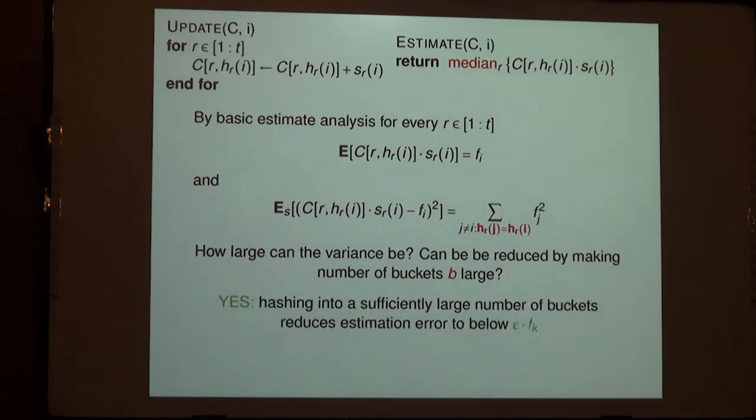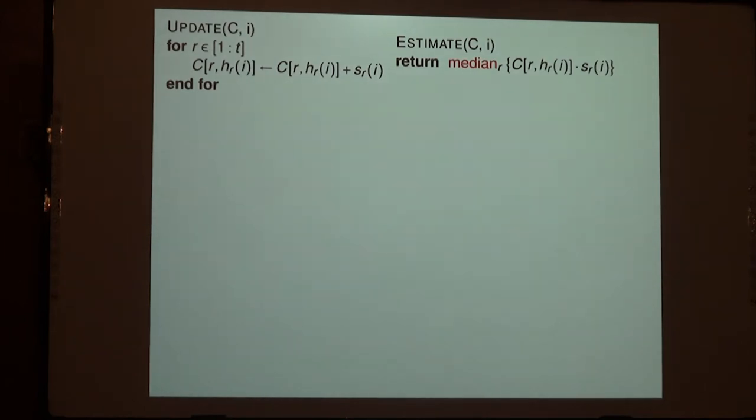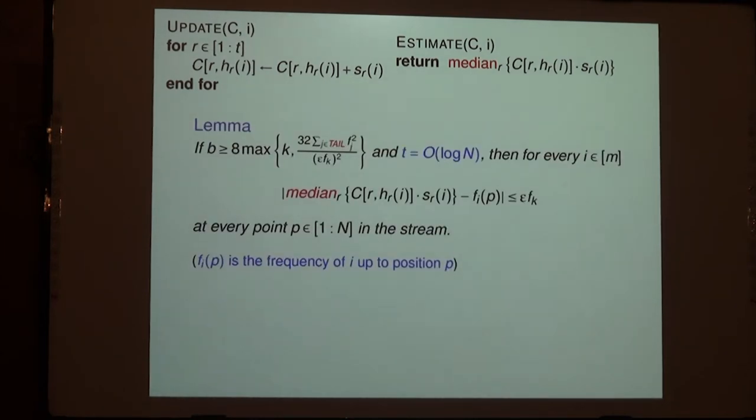Good. So the answer is yes, indeed, if we choose B large enough, then we'll reduce estimation error below a certain threshold. And the threshold that we're interested in was epsilon, our precision parameter, times the frequency of the kth most frequent I. Good. So this was the specific setting.